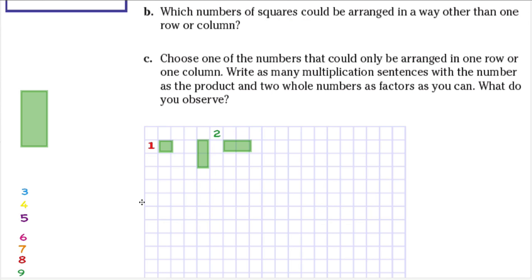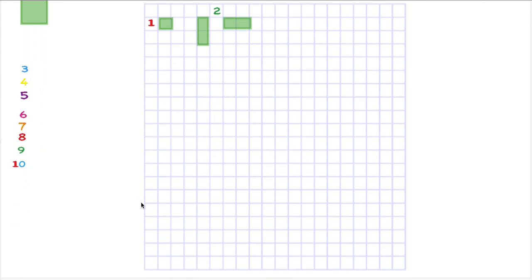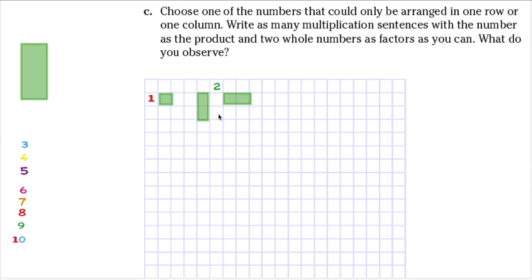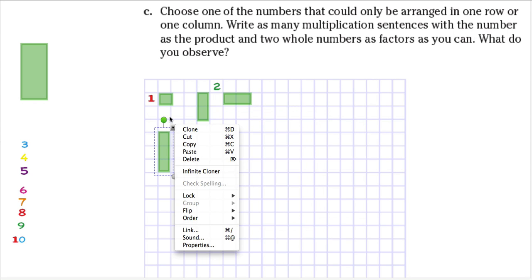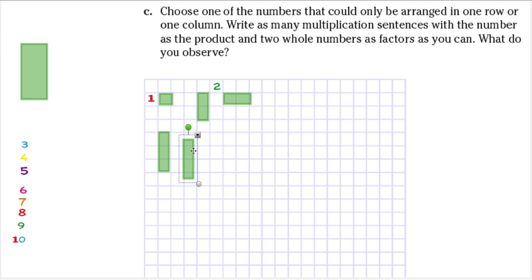And we get 3. If you notice on 3, there are also 2 possible combinations to make 3 squares. That's one possible combination, and another possible combination is lengthwise. And that's our number 3.